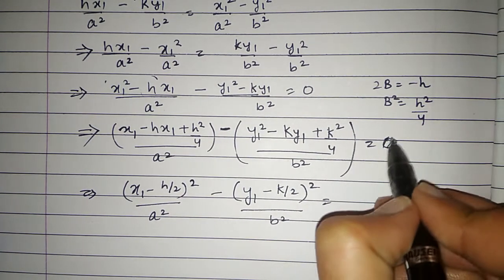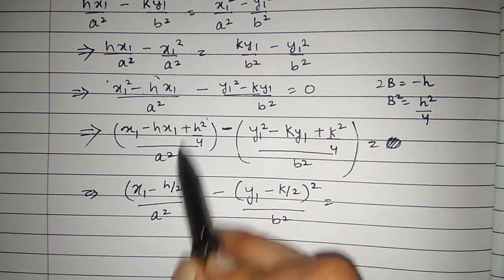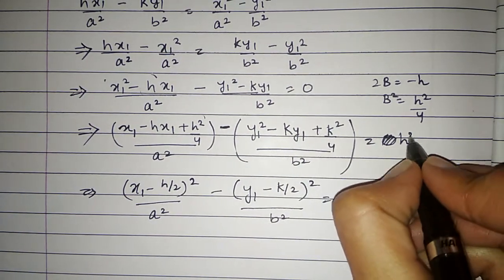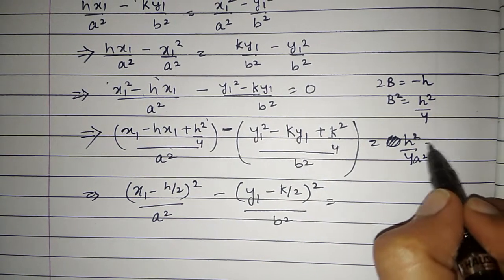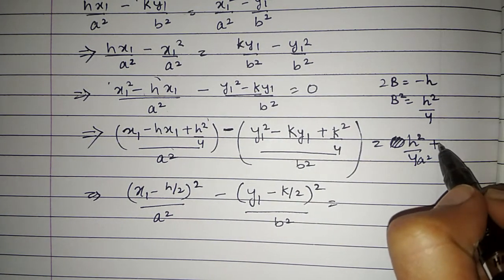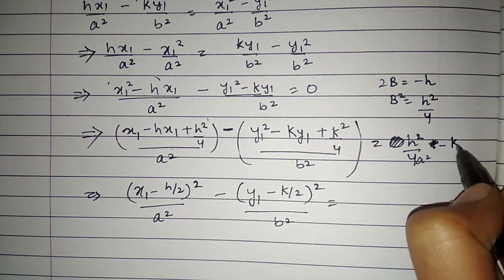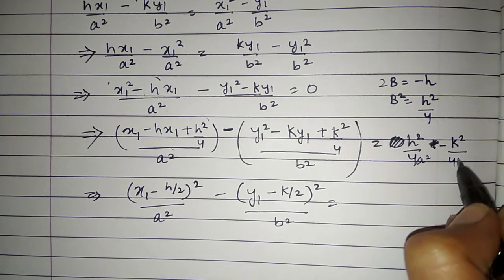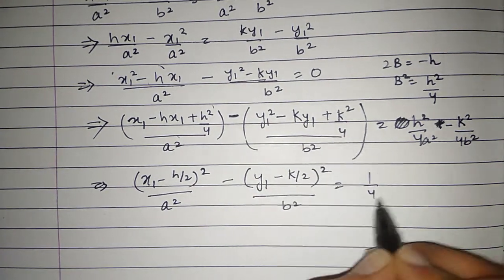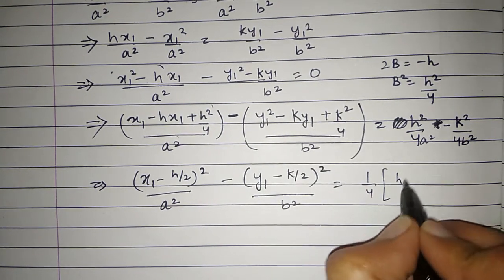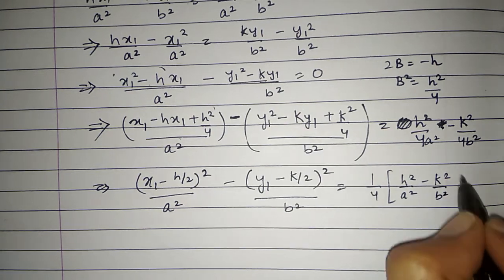Sorry, here we have to add the terms: h square over 4 a square minus k square over 4 b square, which is 1 by 4 times h square over a square minus k square over b square.